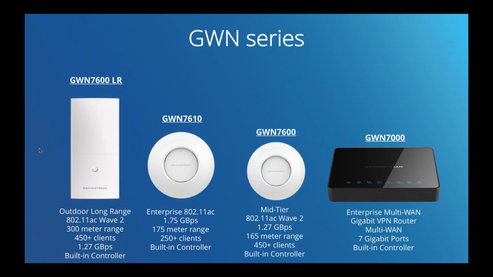If you're interested in supporting a lot of users, but not too interested in guaranteeing speeds, which is pretty common in hotels and convention centers and areas like that, then the 7600 is what you want.